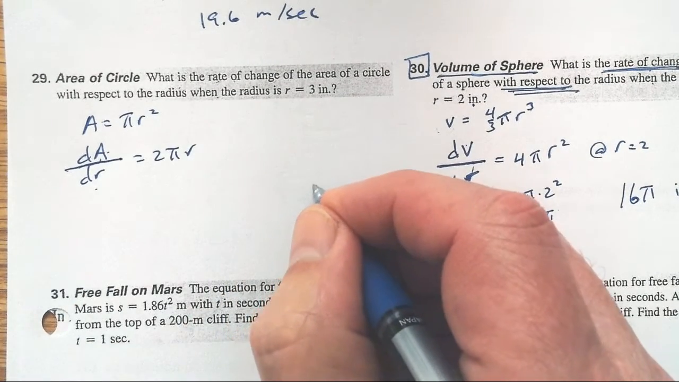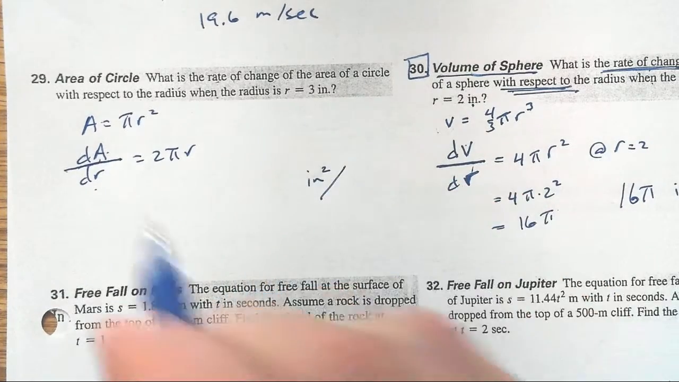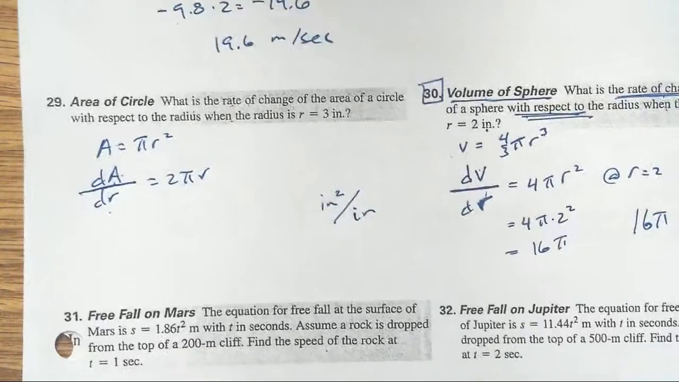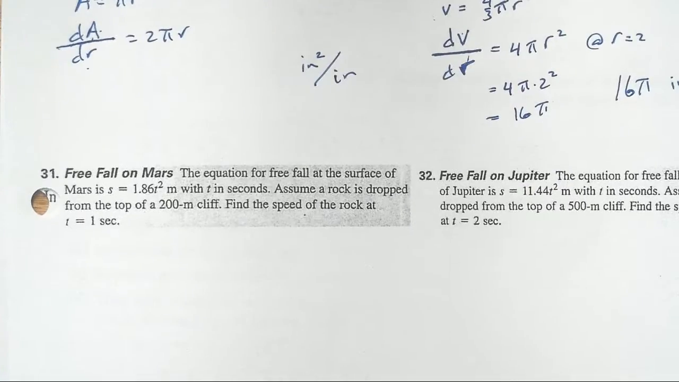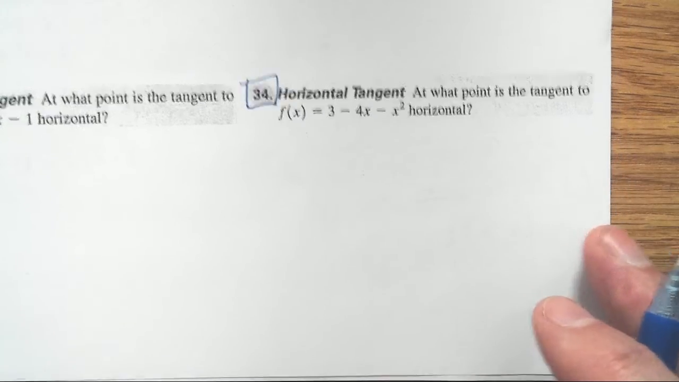Area is changing in square inches as radius is changing in plain old inches. And again, we don't want to reduce that, and I'll leave that to the reader. 31, 32, very, very similar to 27, 28. 33, very similar to 34.